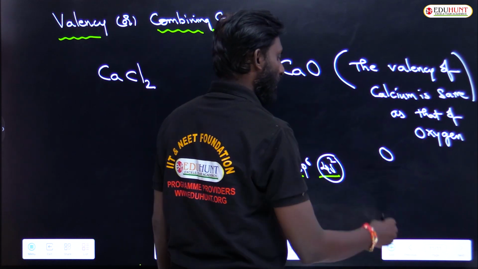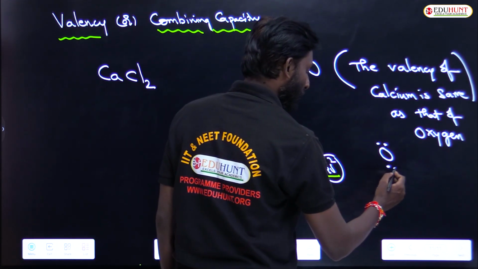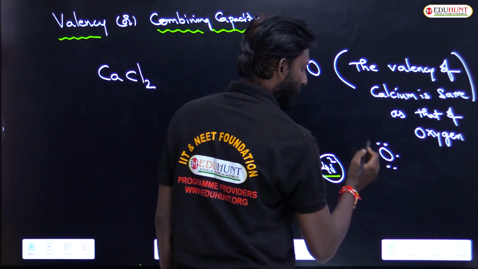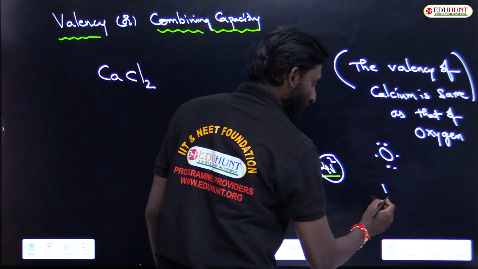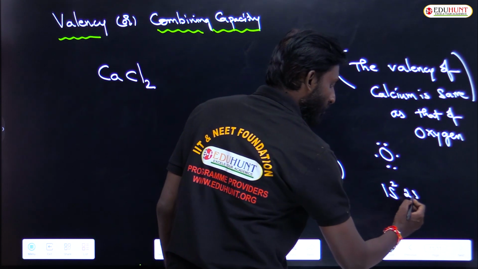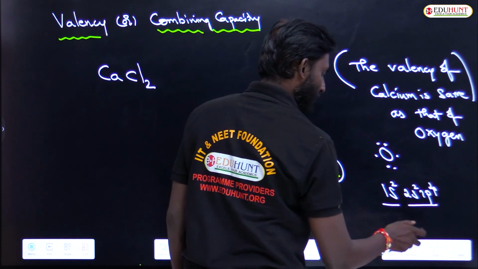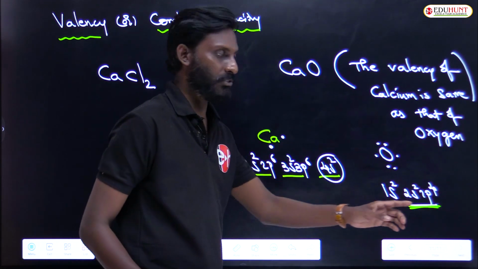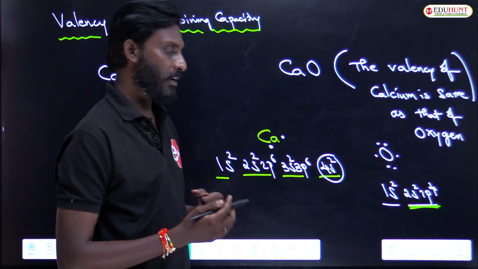Oxygen. In the valence shell of oxygen, how many electrons? 1, 2, 3, 4, 5, 6. 2 unpaired electrons, 2 lone pairs. The configuration will be like this: 1s2, 2s2, 2p4. The first shell and second shell; the second shell is the valency shell. In the valency shell, there are 6 electrons.